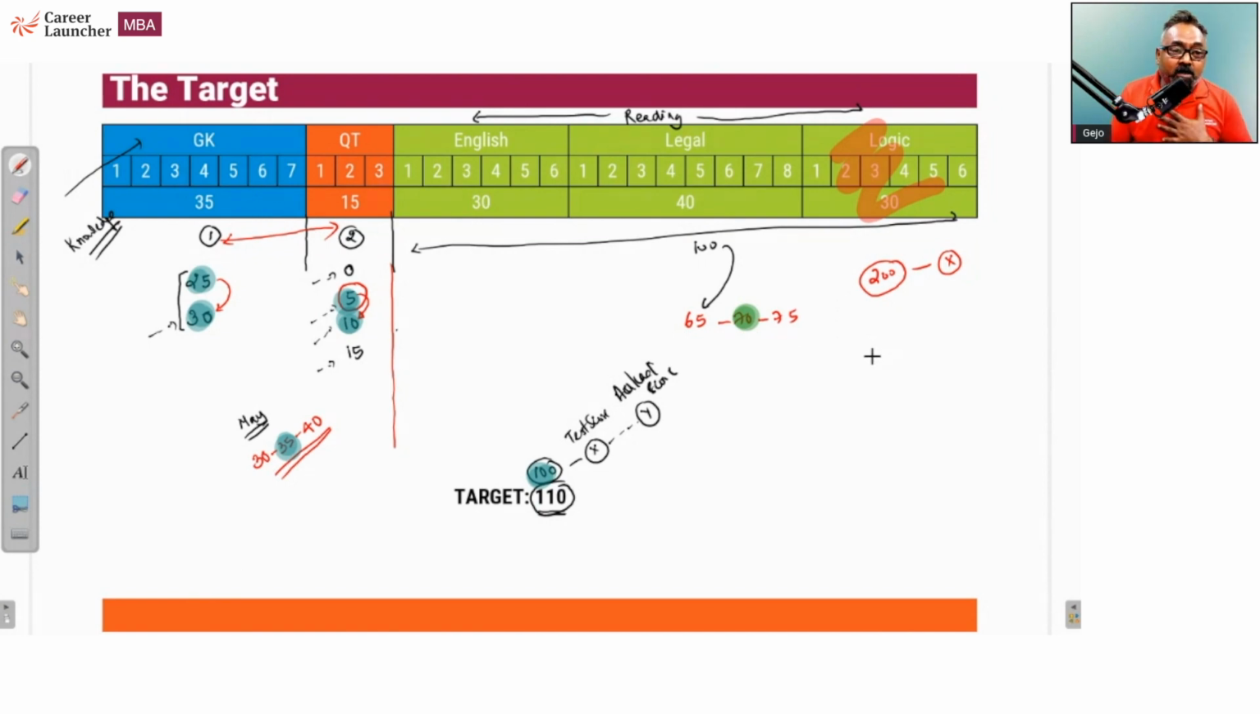Sometimes I've seen that people look at this. Let's start with the GK section. Sometimes I'm seeing people sitting and figuring out the answer. I'm going to do some jugaad here. No, either I know or I don't know. In most of the cases, we don't even have to read the passage.